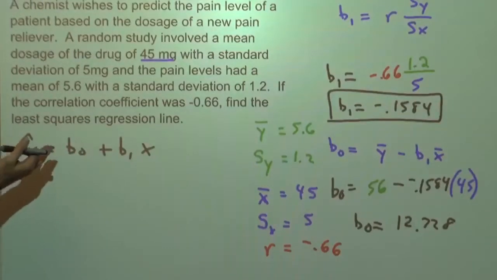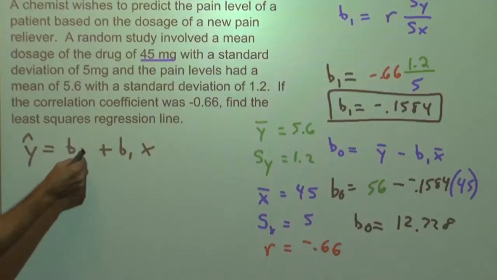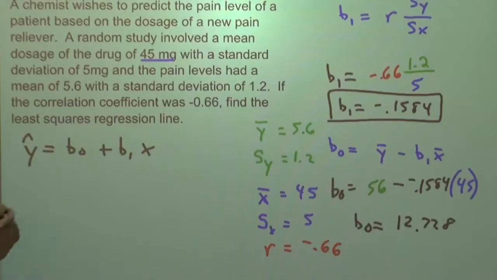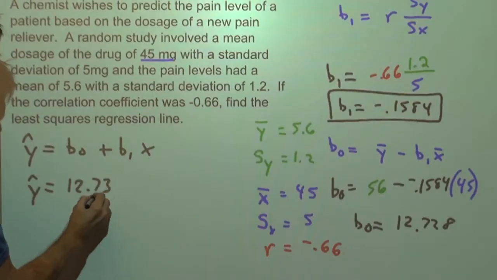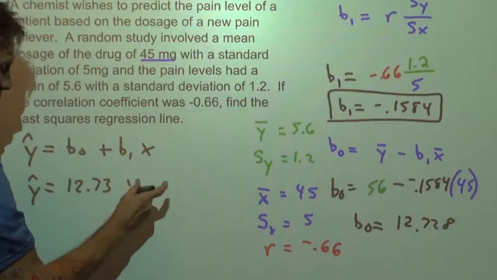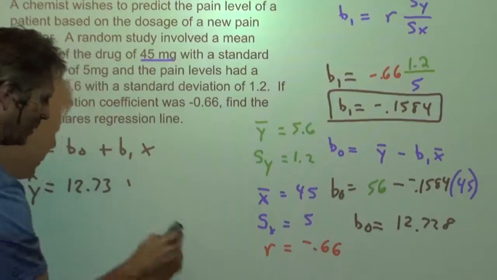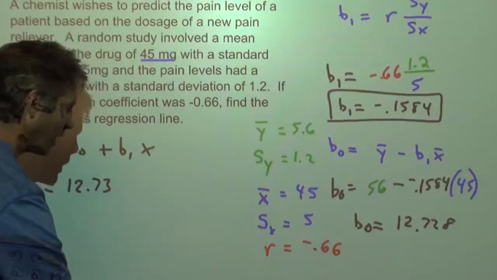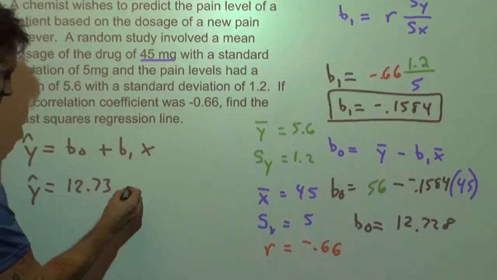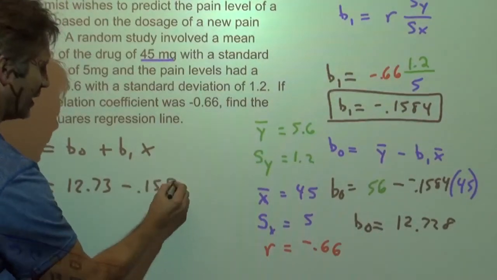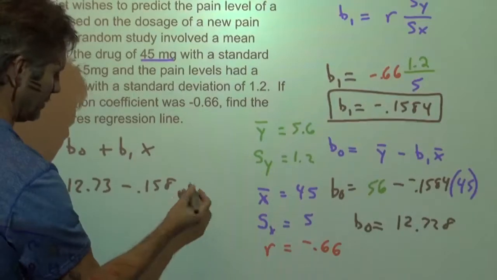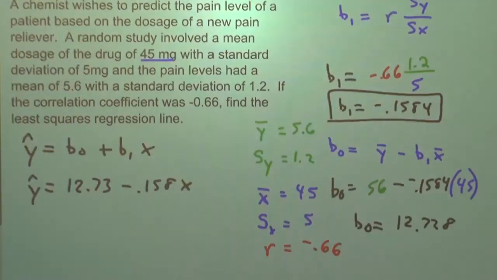We have both the statistics that go into this least squares regression line. So the line has a y-intercept of 12.728. Let's go ahead and round that off to 12.73. I'm sorry, I was going to put plus, but it's not plus. The pain level is going down as the dosage increases. So it's a negative slope, a negative 0.158. Let's call 0.158 good enough, times x.